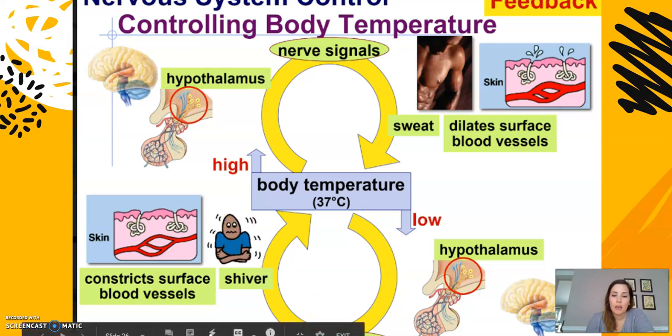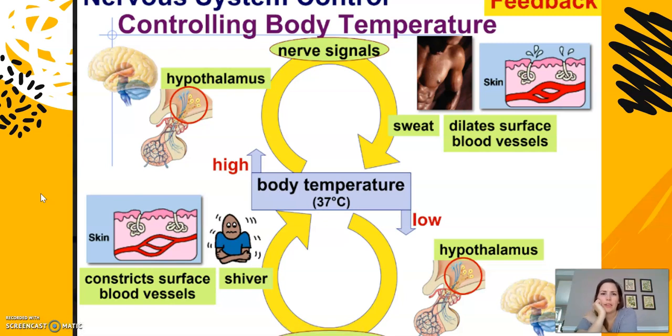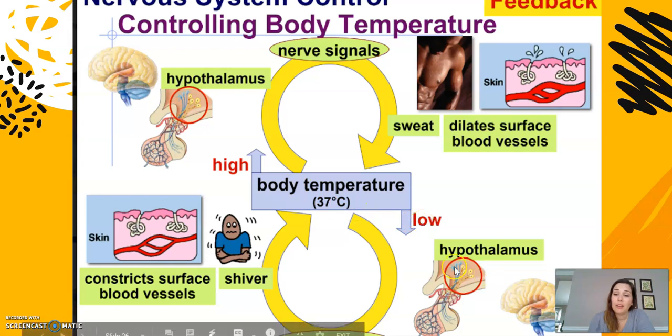Here is a model showing how our bodies control our body temperature. We already talked about this one in the first unit. If our body temperature gets too high, this is a negative feedback loop. The hypothalamus is triggered, releases a signal, which then causes our skin to sweat. And if our body temperature gets too low, again, the hypothalamus is triggered, which receives and sends signals, and then our blood vessels constrict and we start to shiver.